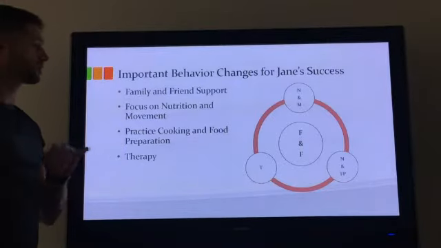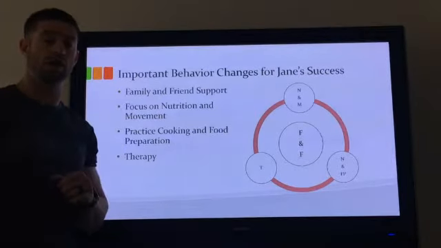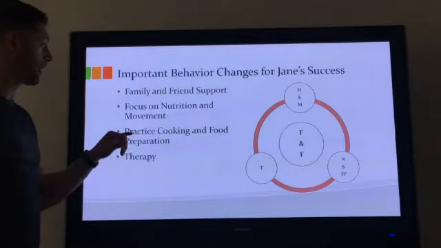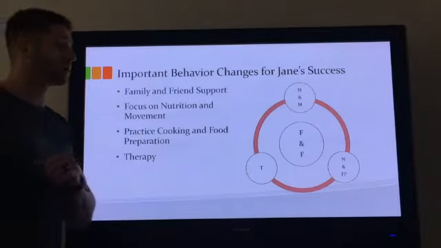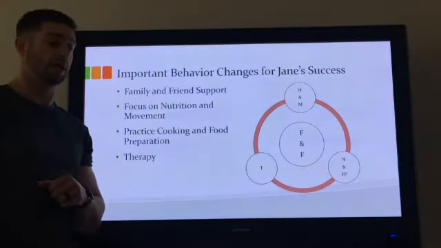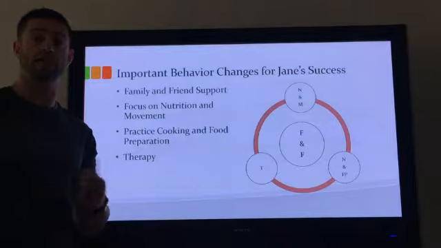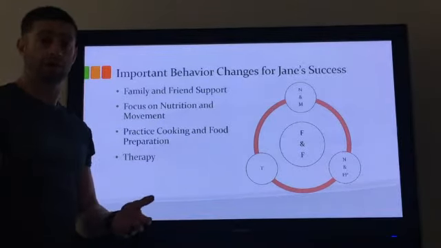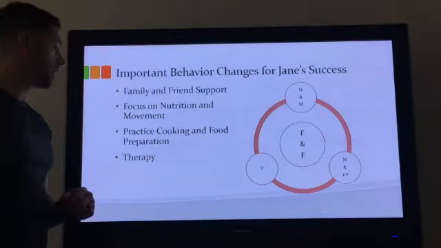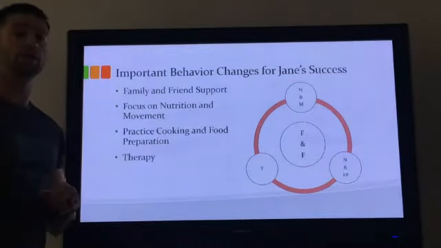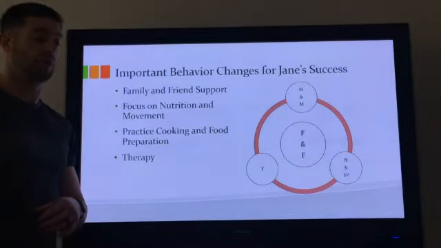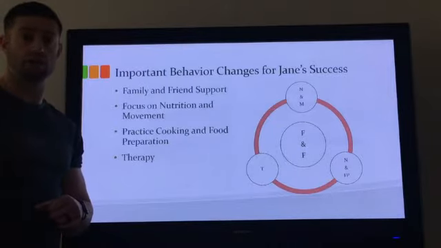We are going to focus on nutrition and movement. We're going to combine these two to create a sustainable and maintainable calorie deficit. We're going to practice cooking and food preparation. Jane's 14 years old. We need to teach her the necessary life skills to pick out foods, prepare them, and consume them healthfully throughout the rest of her life. And then we're going to throw in therapy to make sure that she can deal with any of those issues that arise while she's going through this change process with her family.